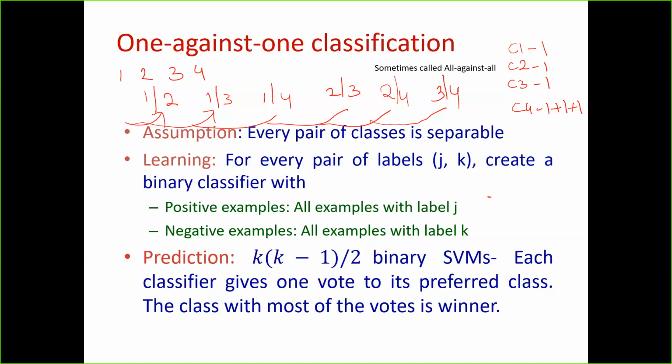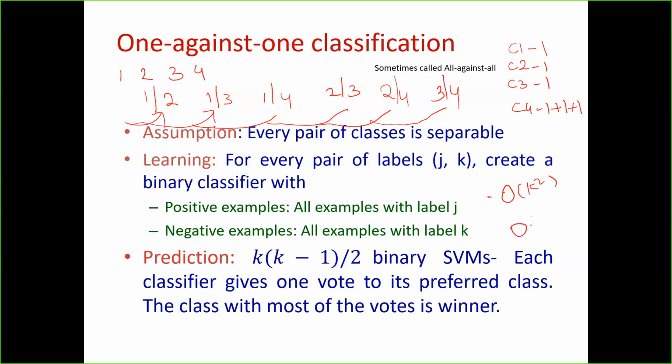Class 4. The label with the most words we assign, right? So the class with the most votes is the winner. This is the prediction. So tell me how many classifiers we are checking to classify a new instance? K into k minus 1 by 2, which is order of k square, right? Both the training and testing complexities are order of k square.